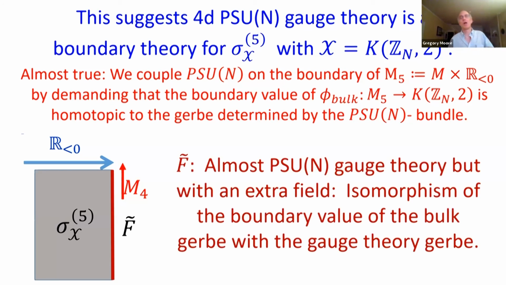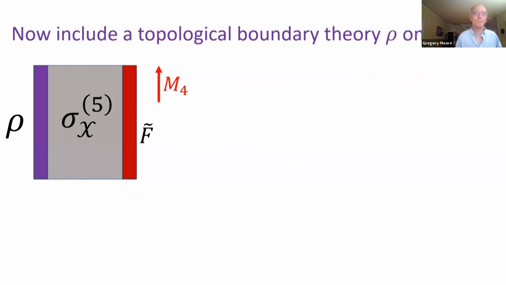So F tilde is almost a PSU(N) gauge theory, but it has an extra field, an extra topological field, which is the isomorphism of the boundary value of the bulk gerbe with the gauge theory gerbe. So now let's include a topological boundary theory for the finite homotopy theory on the left, call it rho. Well, the important thing is that because sigma 5 is a topological theory, we can squish that interval down.